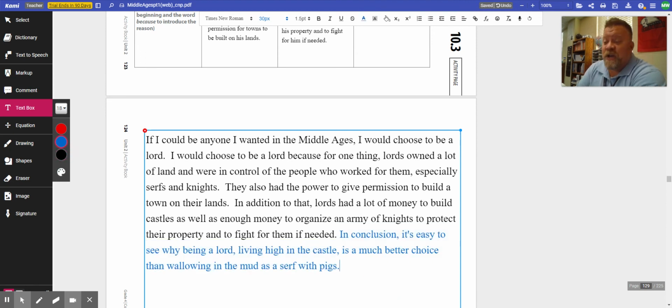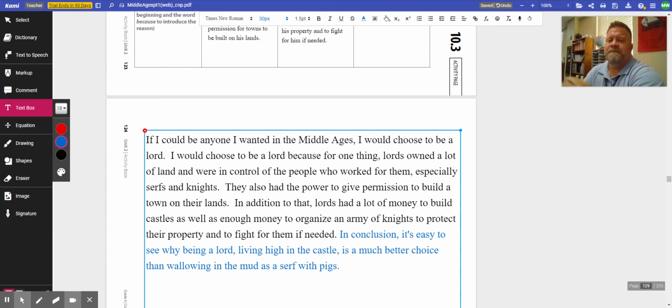In conclusion, it's easy to see why being a lord, living high in the castle, is a much better choice than wallowing in the mud as a serf with pigs. Boom. A zinger to show that I would rather be living high in the castle as a lord than living in the mud with pigs as a serf. Anyways, ladies and gentlemen, that is a persuasive paragraph.